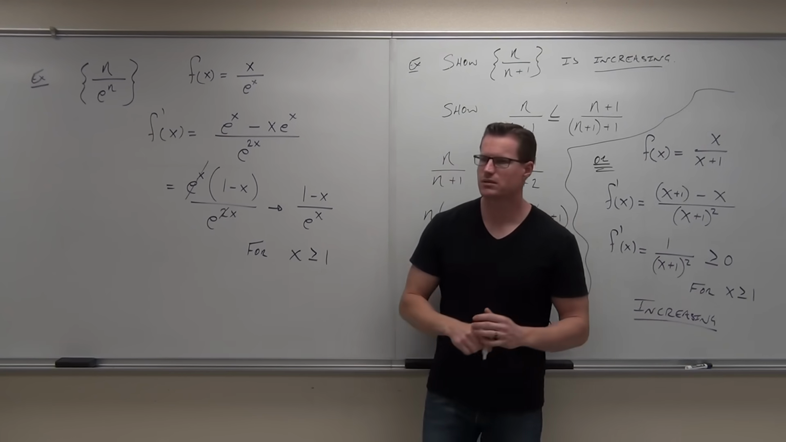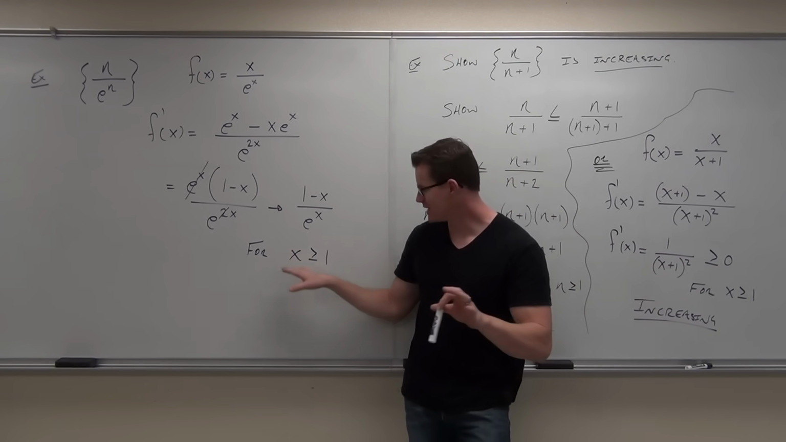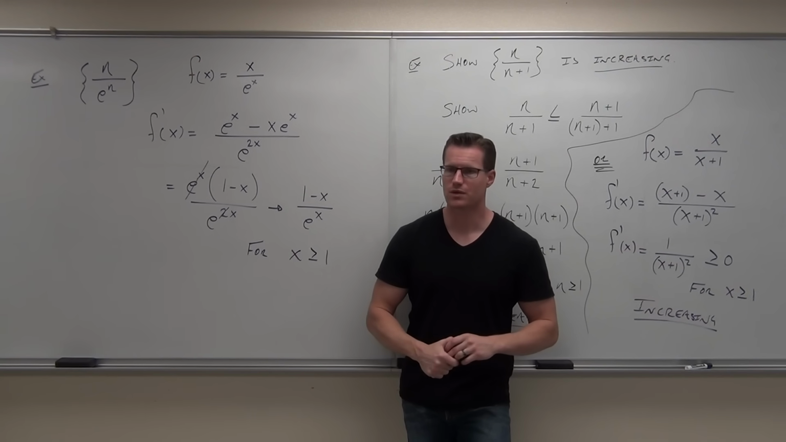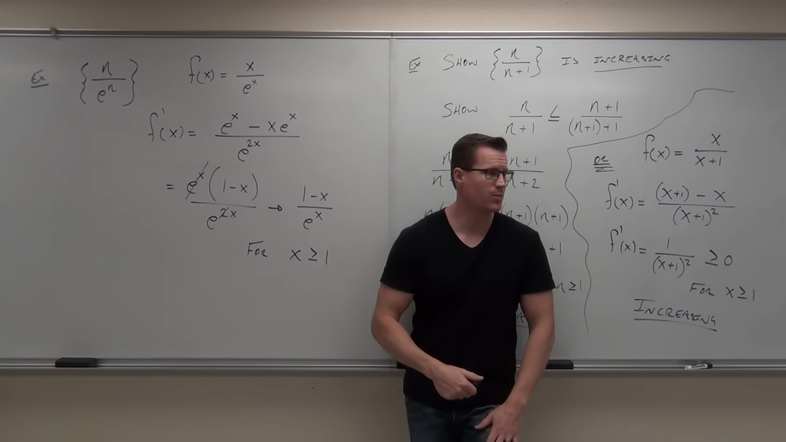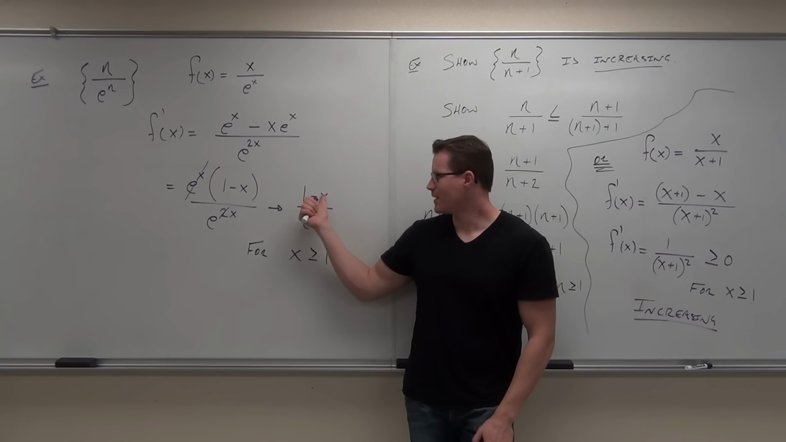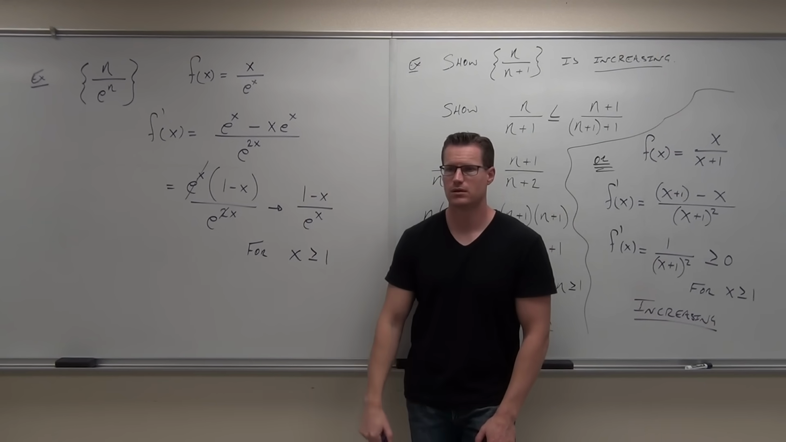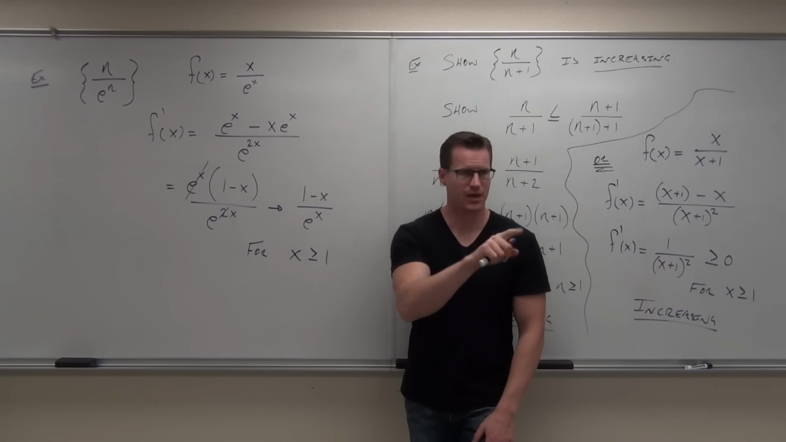What's e to the x? Is that positive, negative, or what? If I'm plugging in 1, 2, 3, 4, 5, 6, 7, is that positive or negative? Positive. That's always positive. So no matter what I plug in, that's positive, correct? Now think about this one. 1 minus x, where x is 1 and more. It's 0 for 1. But then after that, what is it?